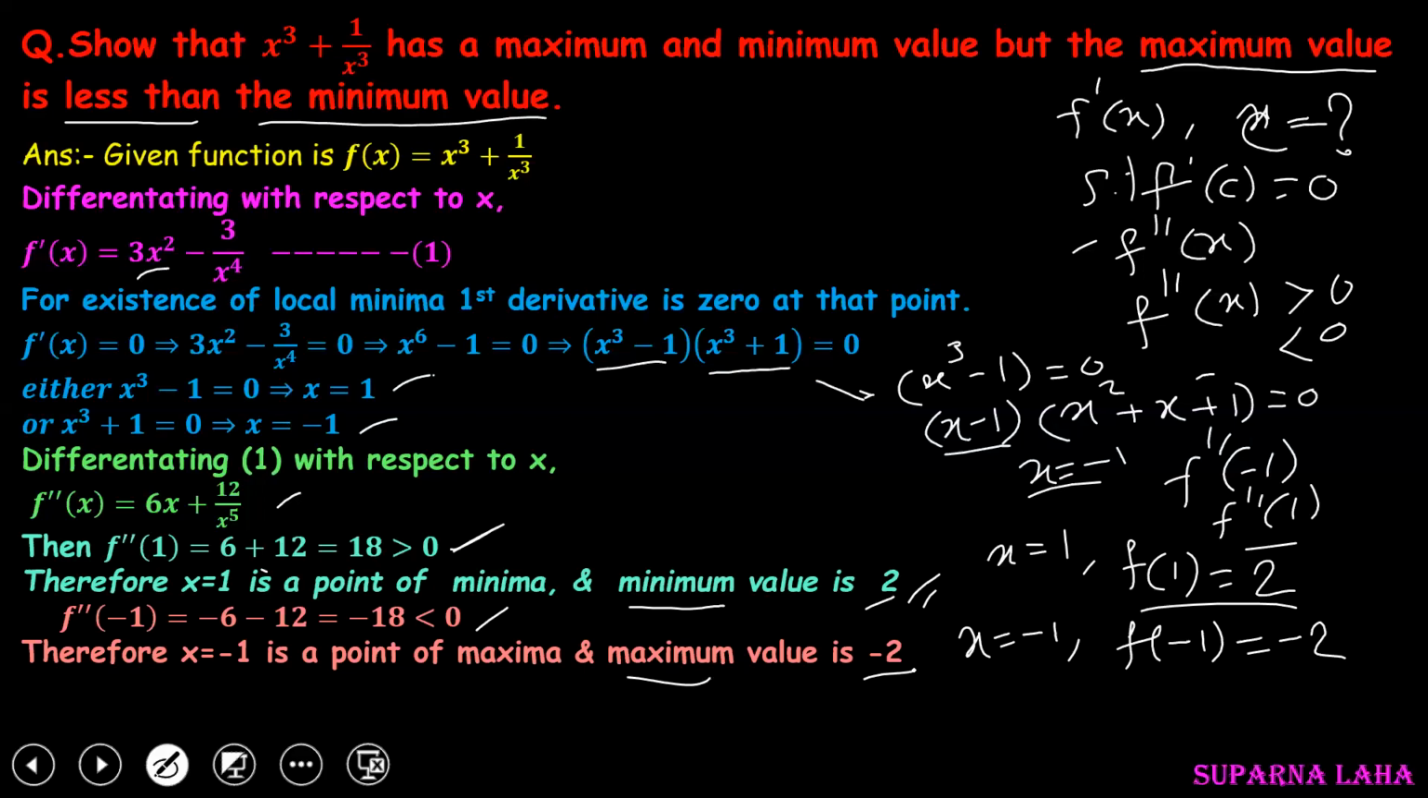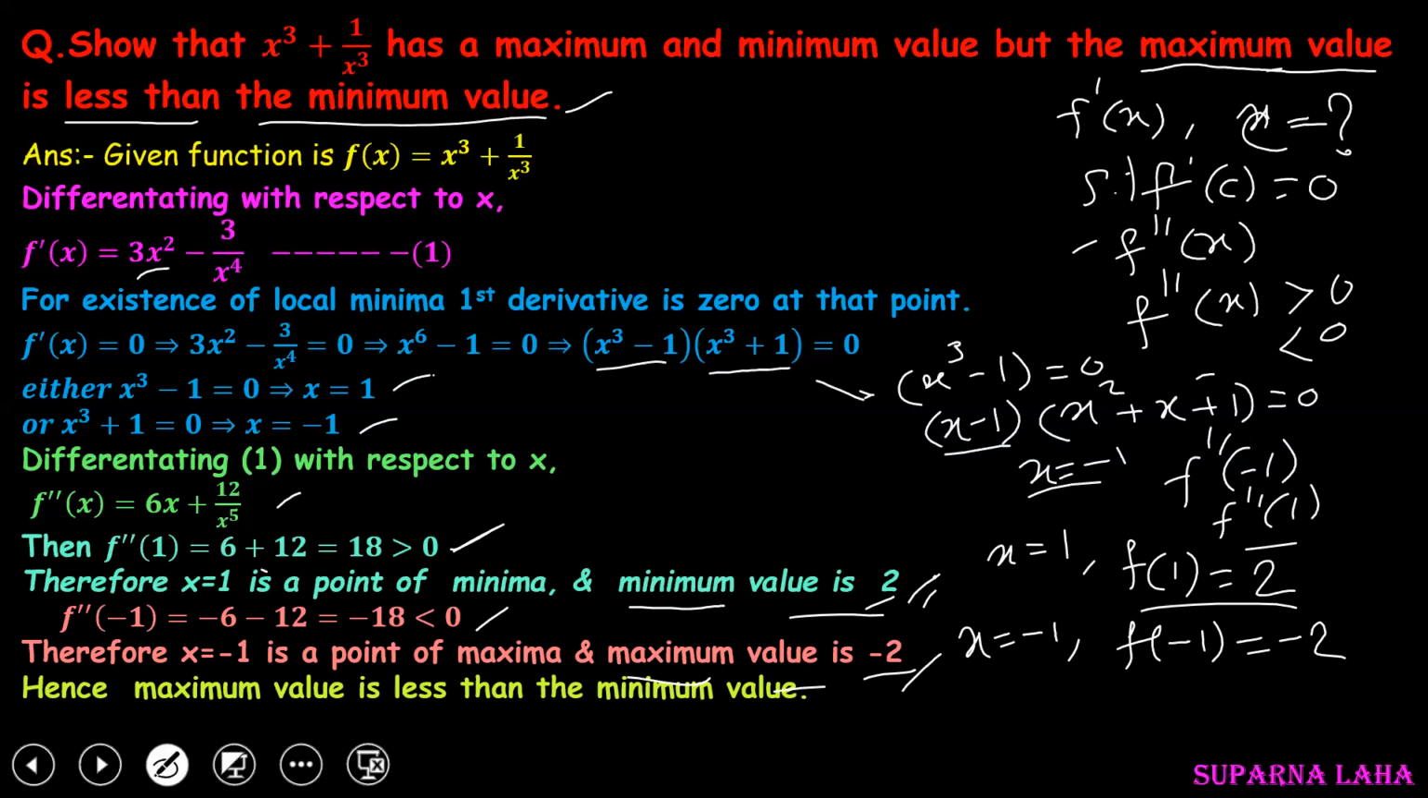So what do I have to show? I have to show the maximum value is less than the minimum value. So we proved it. The maximum value is less than the minimum value, since the maximum value is minus 2 and the minimum value is plus 2. So here is the solution. Check this.